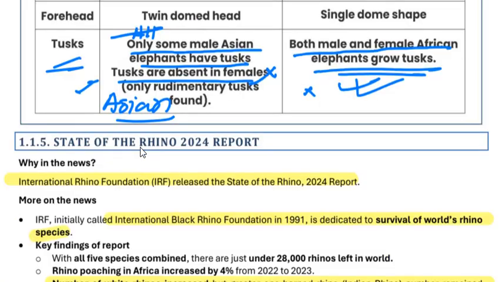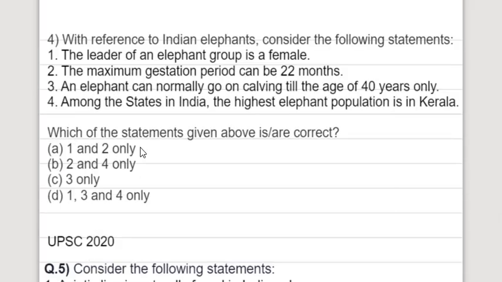Other points are not very important. Let's see one question. It is asked in UPSC 2020. The question is, with reference to Indian elephant, consider the following statements. First statement is, the leader of an elephant group is female. Actually, this is correct. This is like a matriarchal society. The maximum gestation period can be 22 months. This is also correct, 22 months. An elephant can normally go on calving till the age of 40 years only. This statement is wrong. Actually, they can go even after 60 years. Of course, the fertility rate will be less, but they can produce in the later stage also.